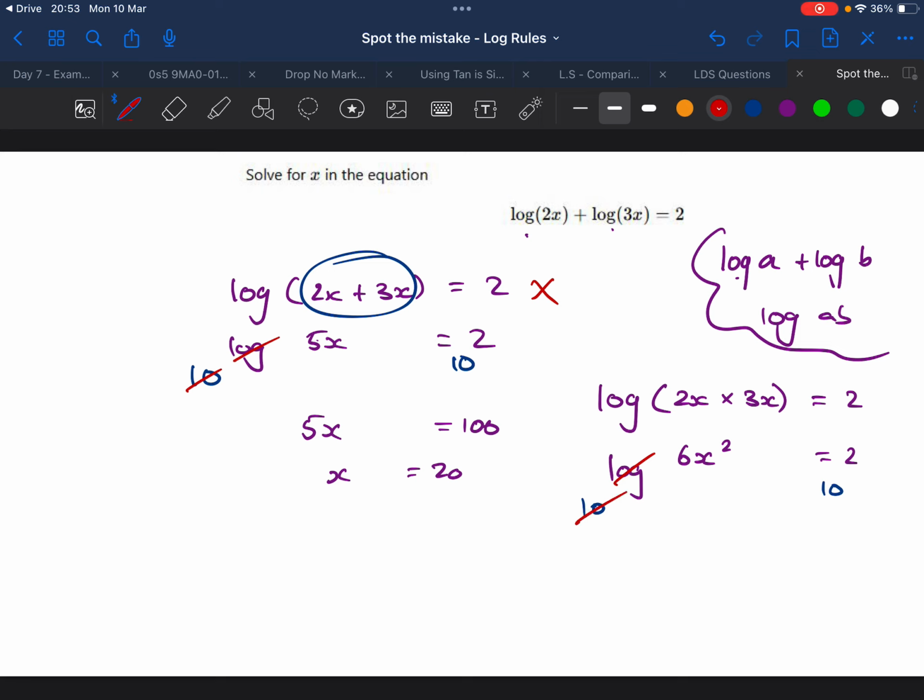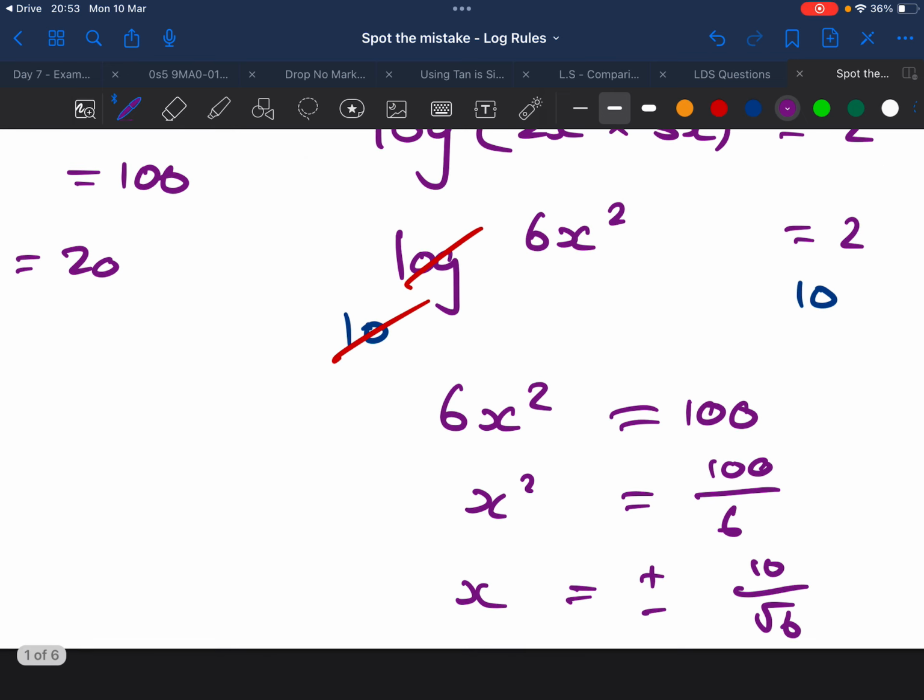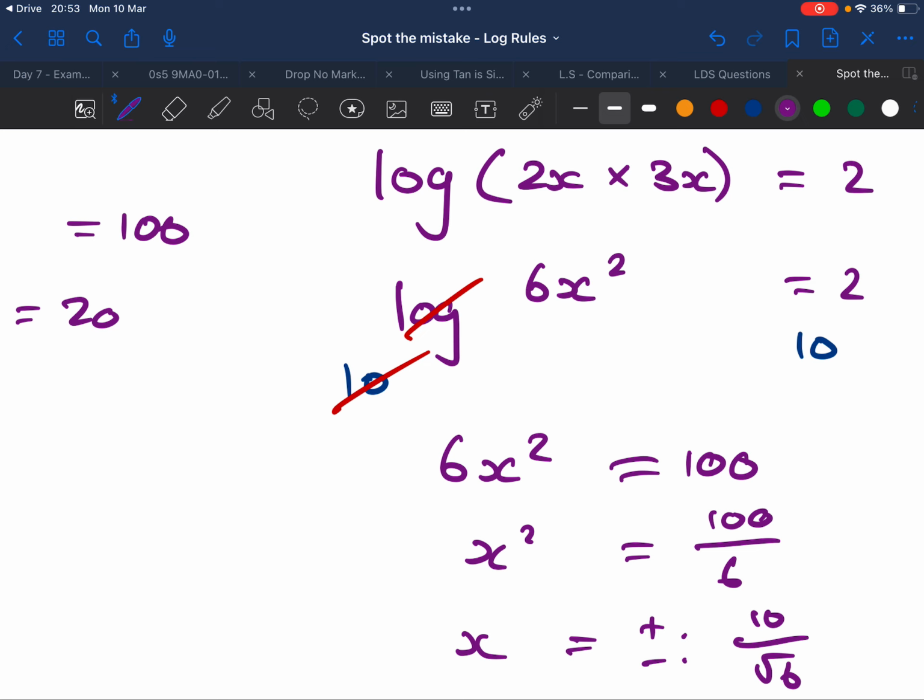So 10 to the power is the inverse. 6x squared is going to be equal to 100. X squared would be equal to 100 over 6. X would be equal to plus or minus the root of them. So root of 100 is 10, 10 over root 6.